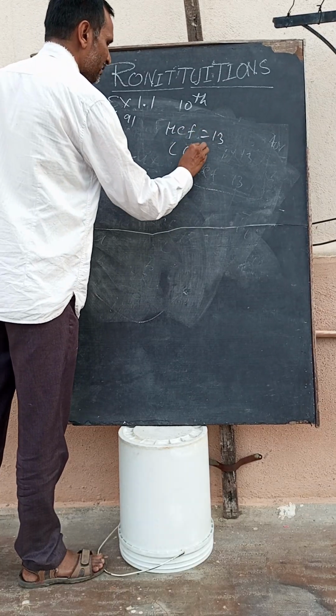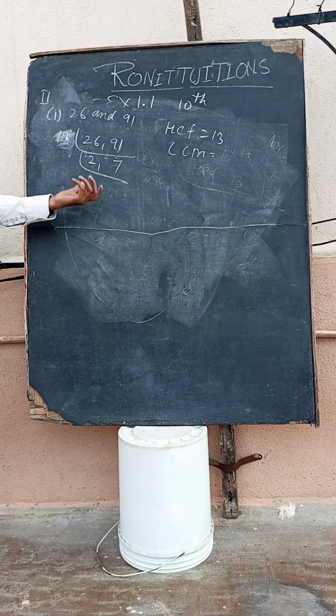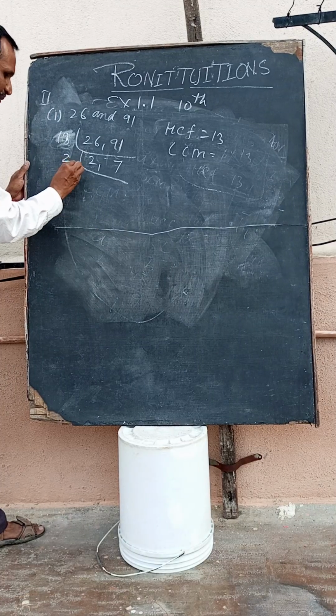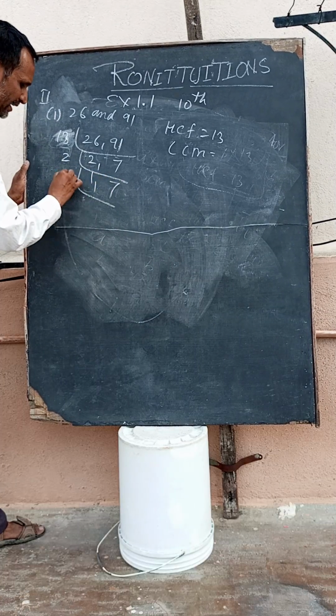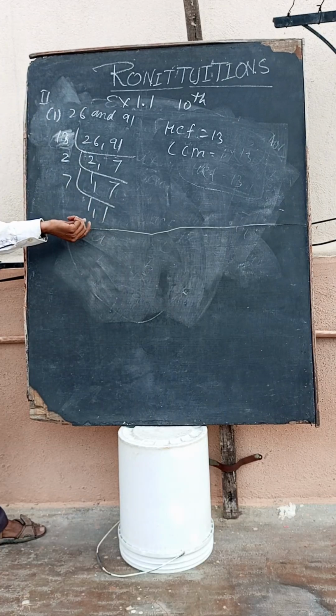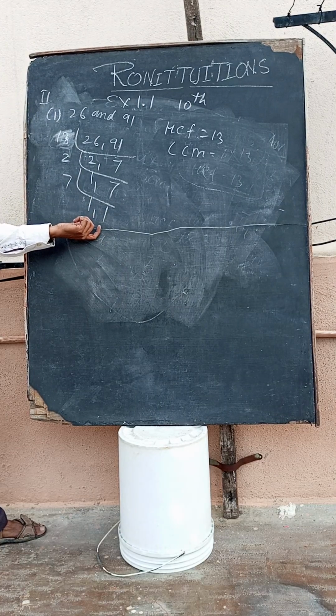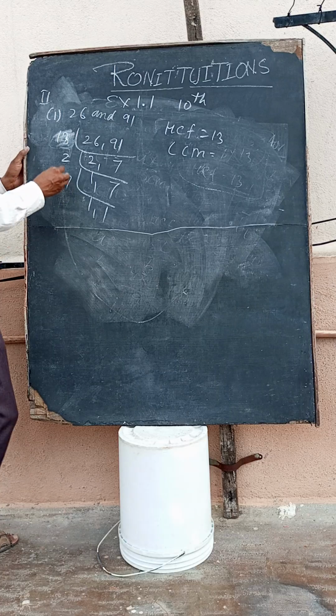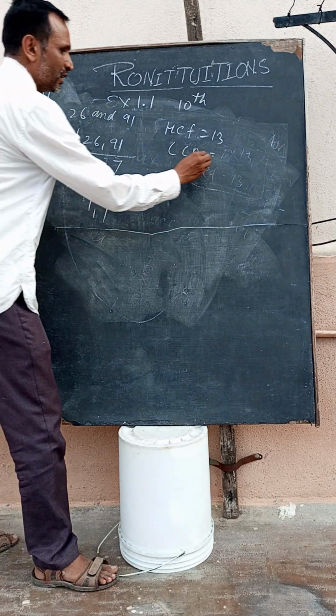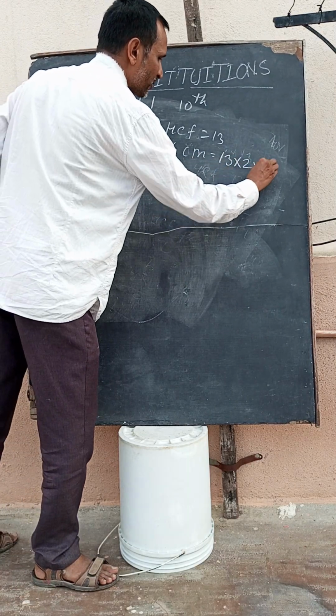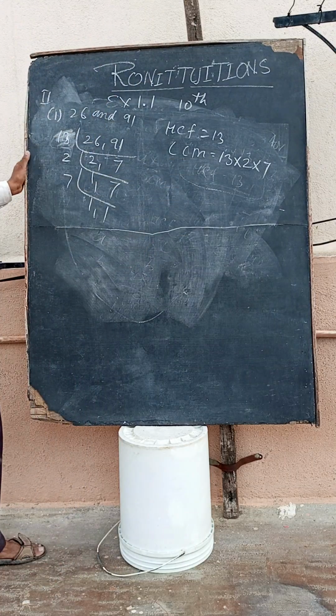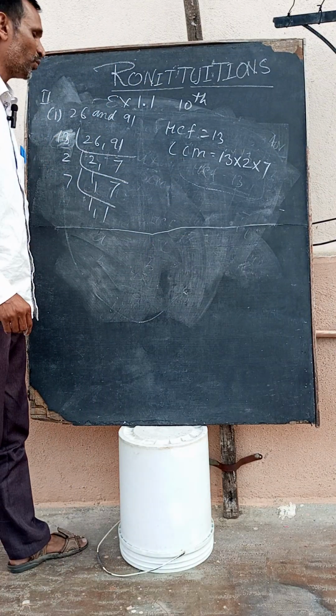Now we find the LCM. LCM is equal to what? We have to divide until we get 1. So divide by 2, 1, 7, again 7, 1, 1. For the LCM you have to go on until 1 and 1 come. So what is the LCM? 13 into 2 into 7. That is the LCM.